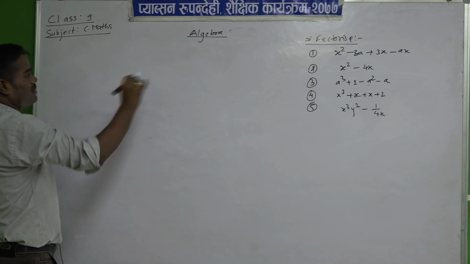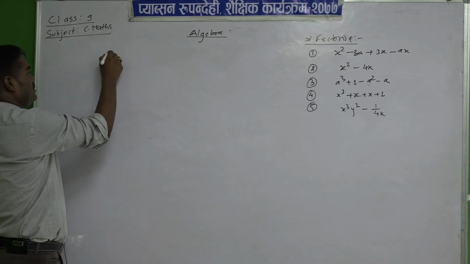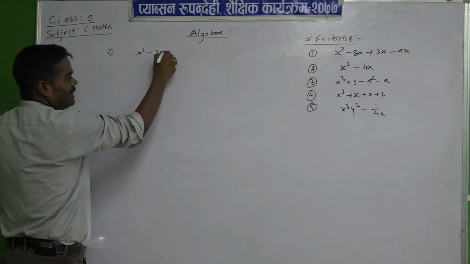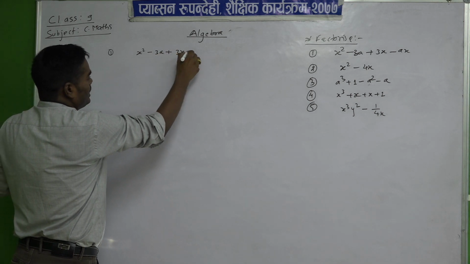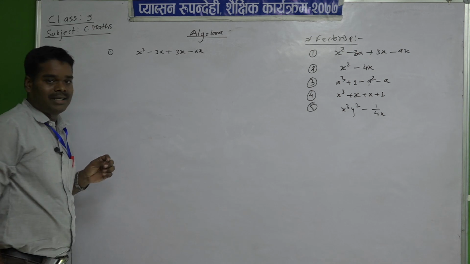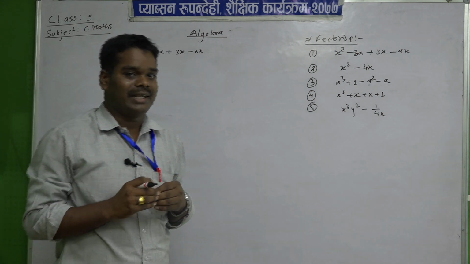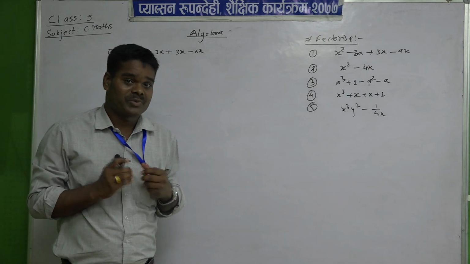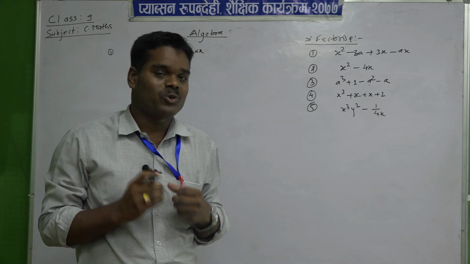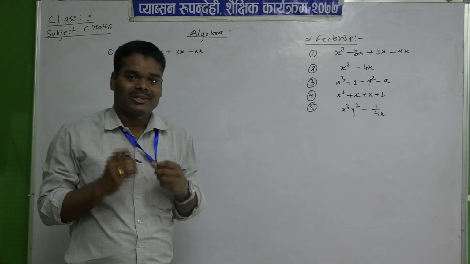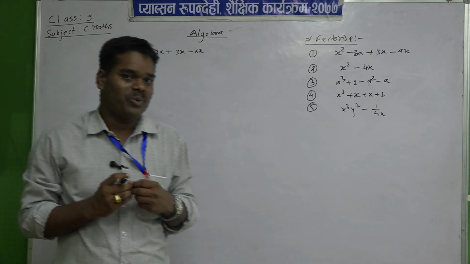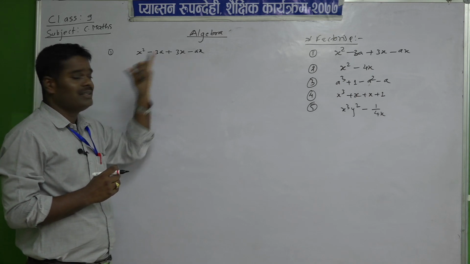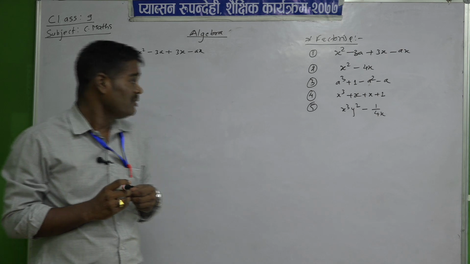So, let us take the first question given here: x square minus 3a plus 3x minus ax. I have told you, if there are 3 terms, then by splitting the coefficient of the middle term in 2 parts, we make the expression into 4 terms. Here you are watching, it is already given in 4 terms.